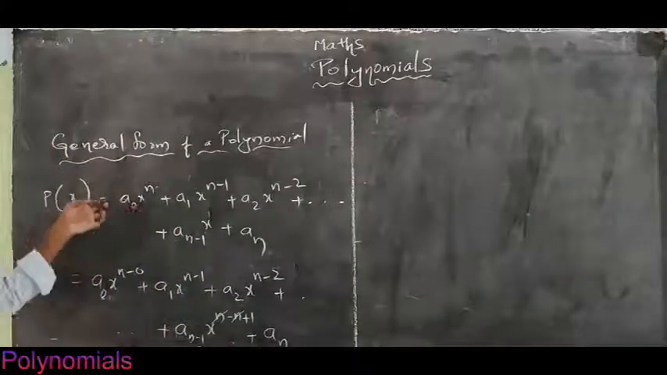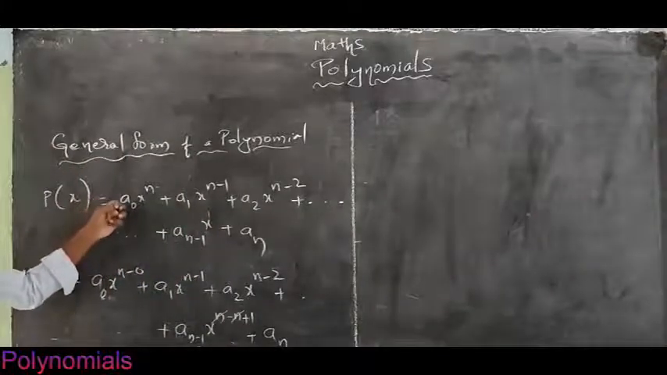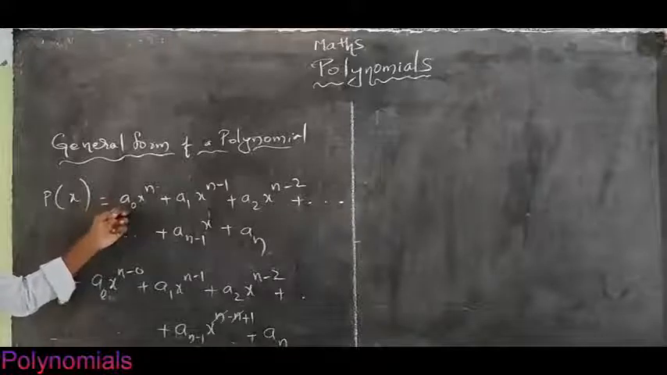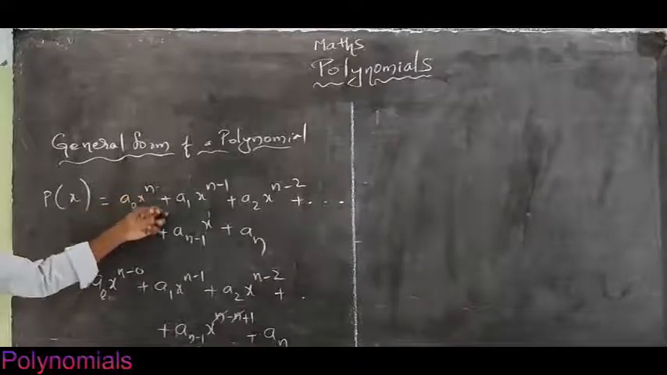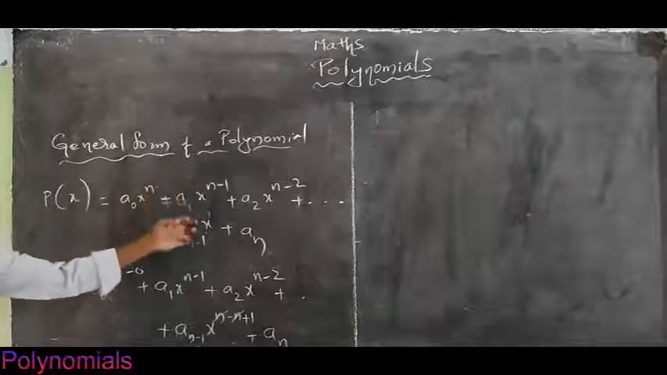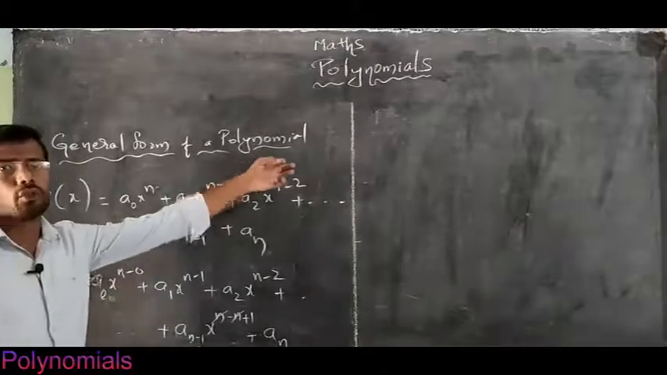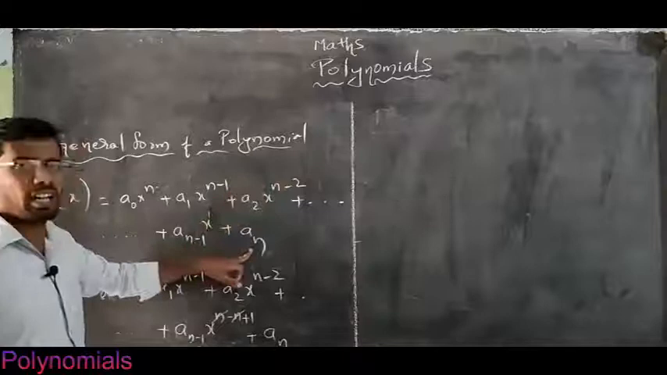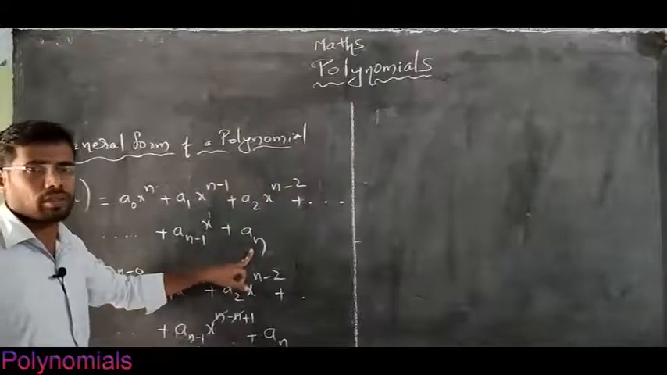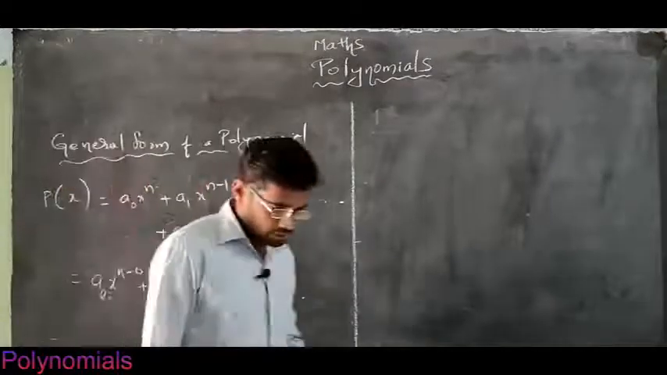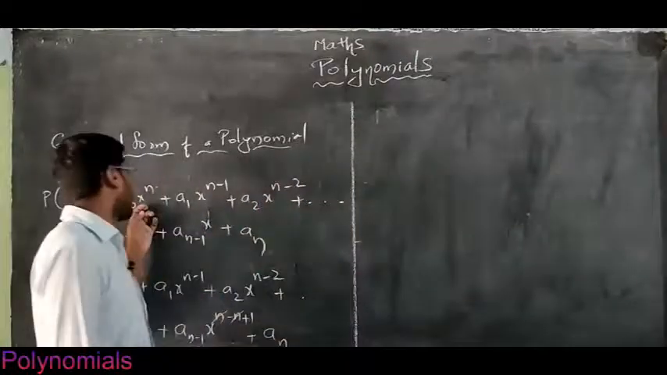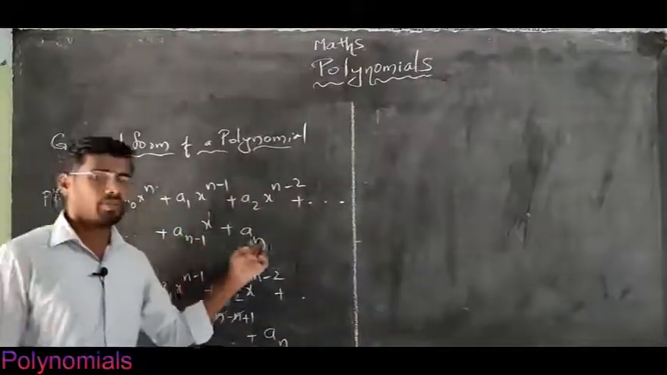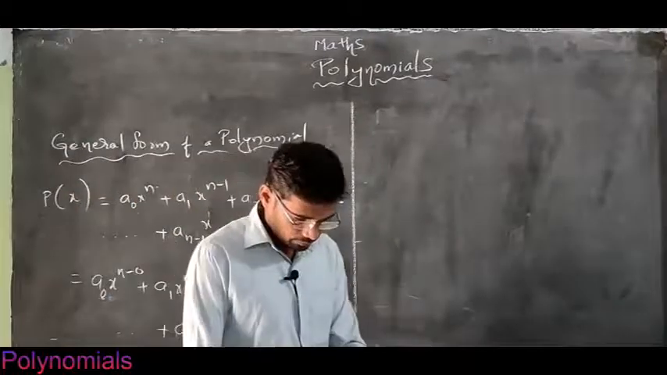In a 1 mark question, you may be asked: p of x equals, always the numbering starts with 0, you can remember it like that: a naught x to the power of n plus a1 x to the power of n minus 1 plus a2 x to the power of n minus 2, and so on up to an, which means a constant. You can write it like that also. This is the general form of a polynomial. Here a naught, a1, a2, a3, and so on up to an, we call coefficients.